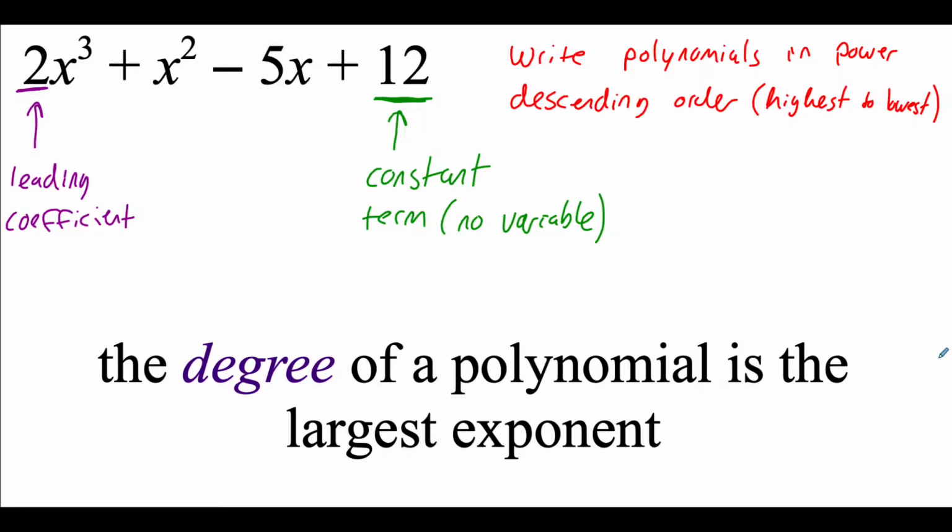And then one other thing, the degree of a polynomial, as we're looking at what we've got for the exponents, the degree of the polynomial is the biggest exponent that we see within the polynomial itself. So as we're looking at this polynomial, we have it written in power descending order, so that front power is going to be the degree for this polynomial. So this is a third degree polynomial.